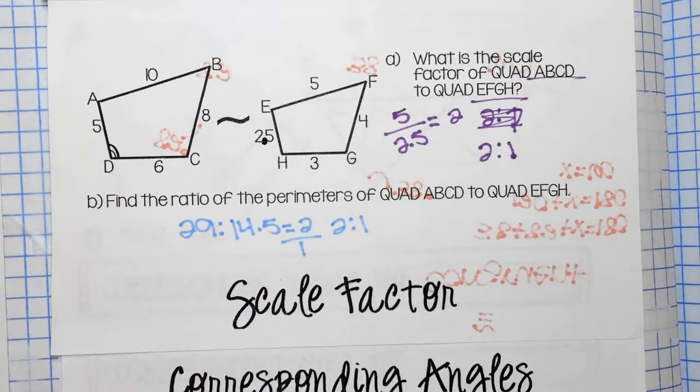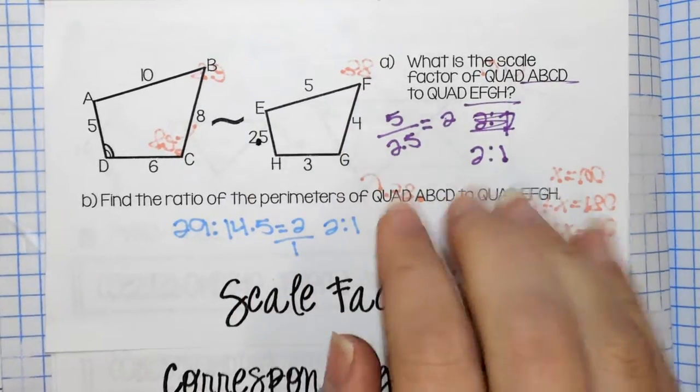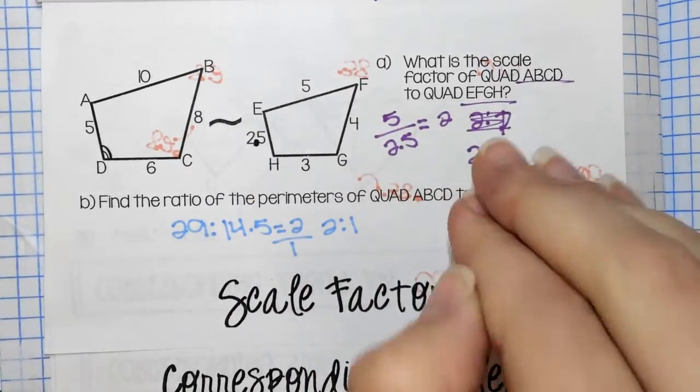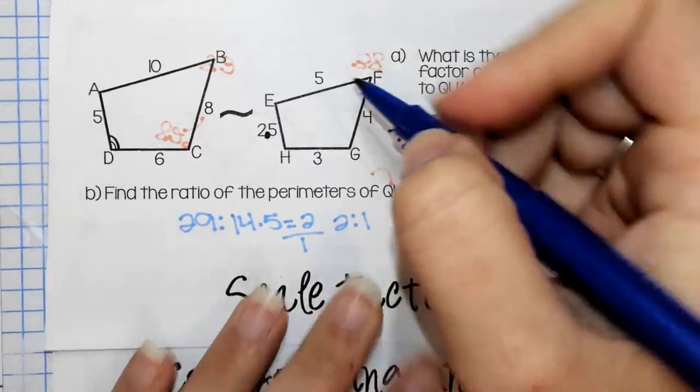Then we found the ratio of the perimeters, which meant we added all the sides and then divided. So if you need to write divide on here, write divide on here so that you know how to divide. Ratio means you divide. You have to simplify.